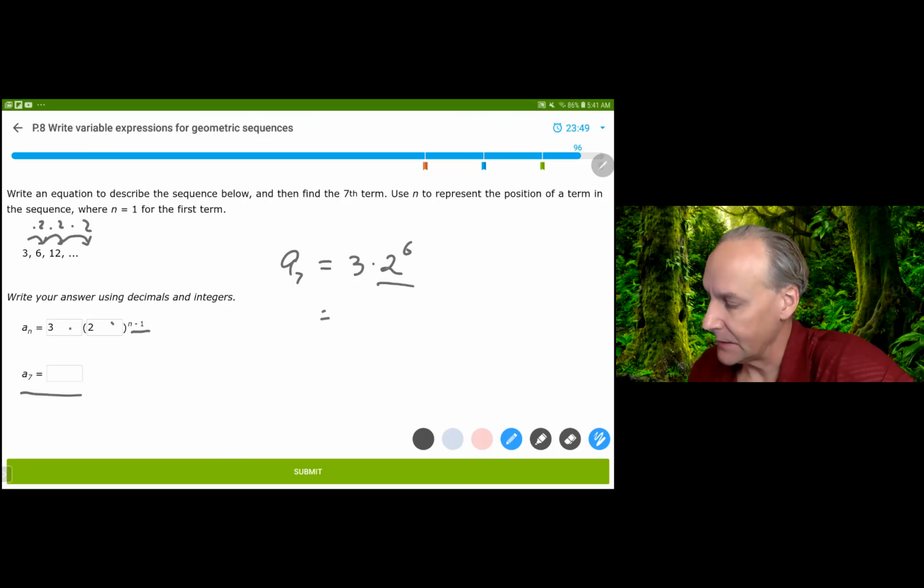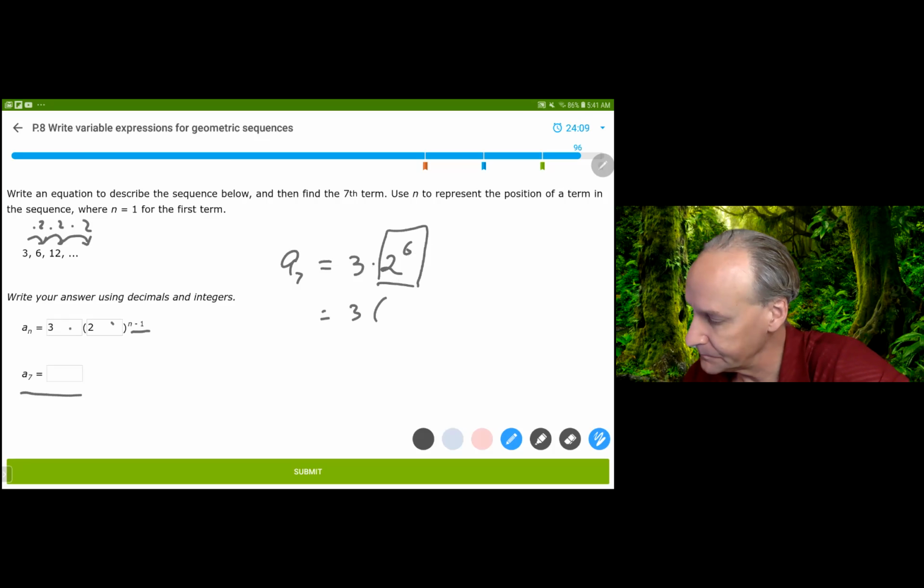Now, a lot of people are going to grab their calculator maybe and do 3 times 2 and accidentally hit the equal sign and then take it to the 6th power. And you're going to get something like 8,000 or something, or 80,000. You don't want to do that. Because remember, exponents come first. 2 to the 6th power is 64, which is going to be 192, and you're done.